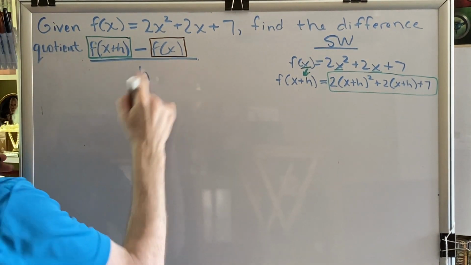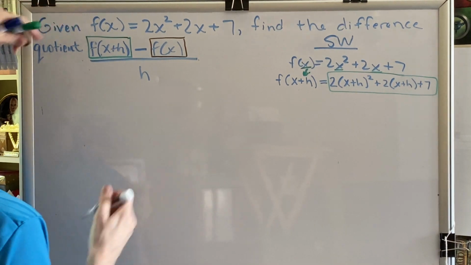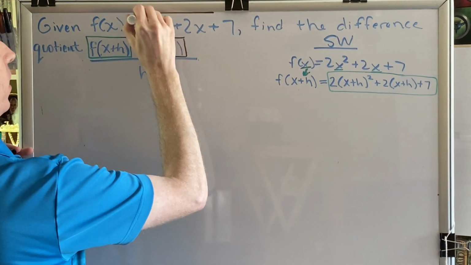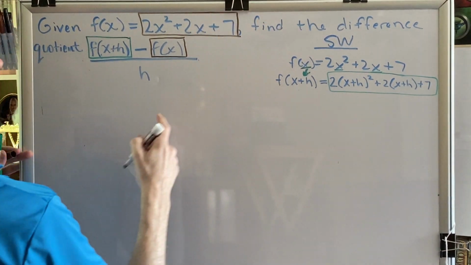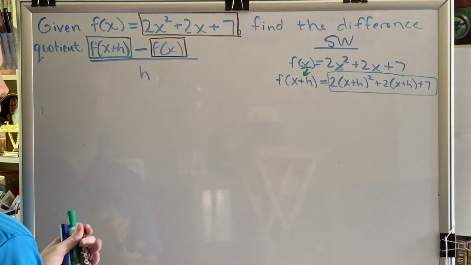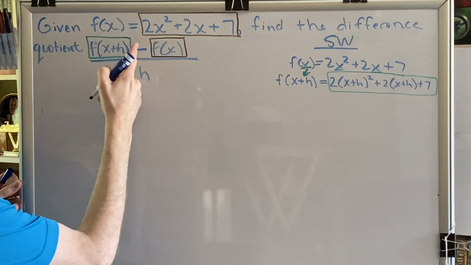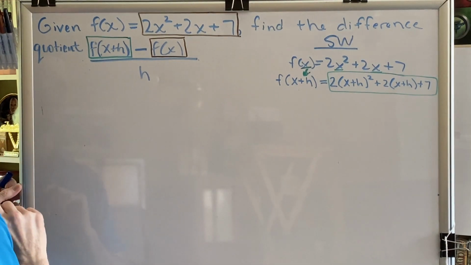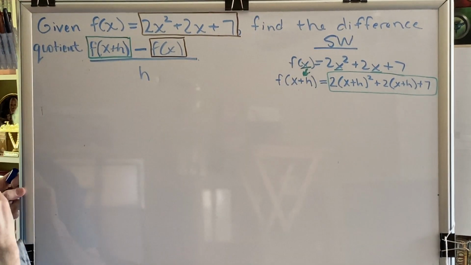The brown box is f of x. Good news, that's given to us in the problem. We know what f of x equals. So then we have this as the brown box part of our problem. And then finally, everything is divided by h. We now have everything we need to construct the difference quotient: green box minus brown box, all divided by h.